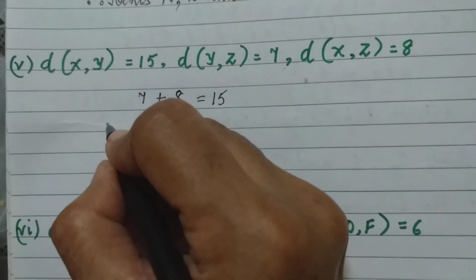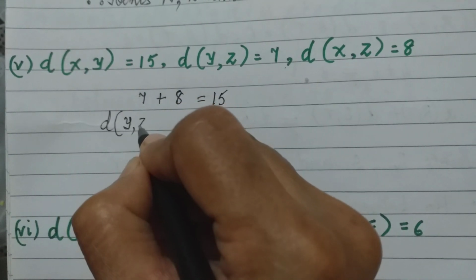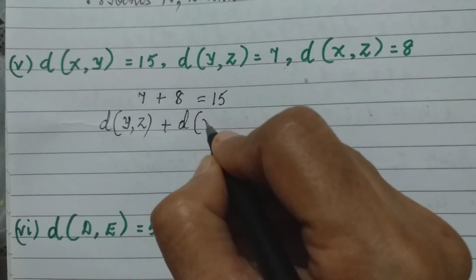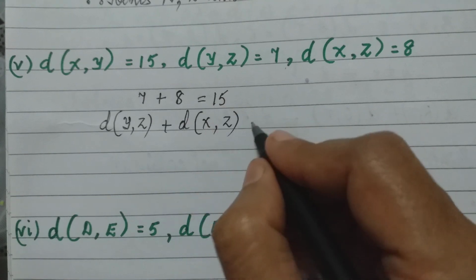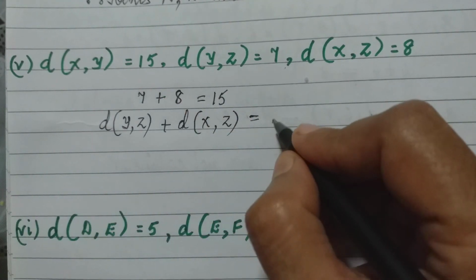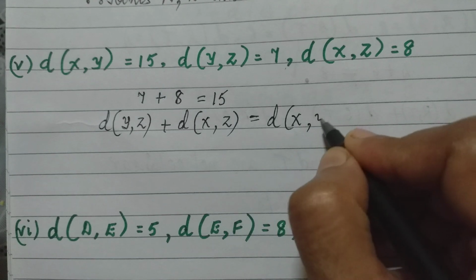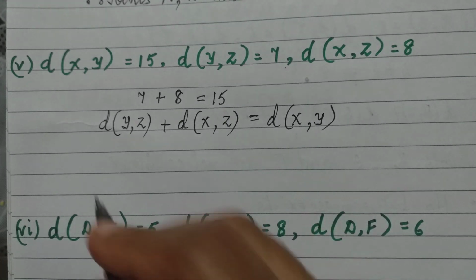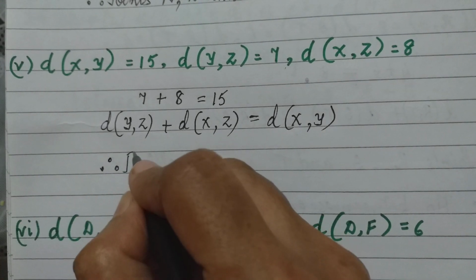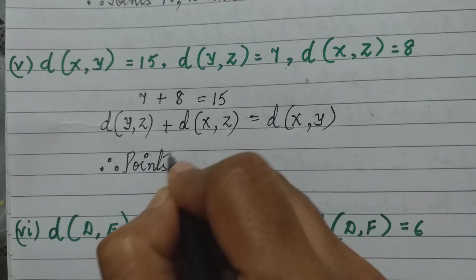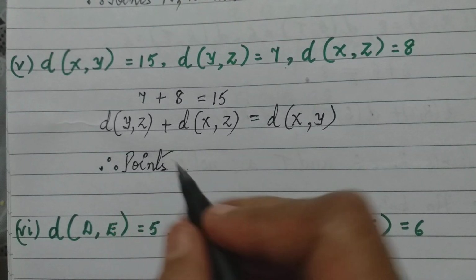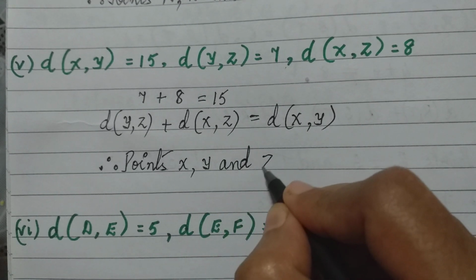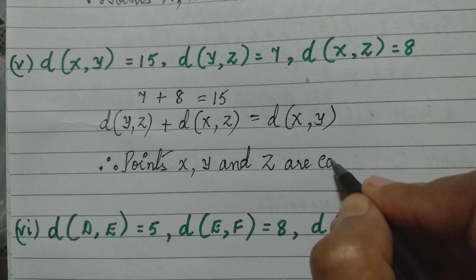What is 7? Distance between the points Y and Z. What is 8? Distance between the points X and Z is equal to, what is 15? Distance between the points X and Y. Now if the sum of the two distances is equal to the third distance, therefore points, which are the 3 points here we are talking about? X, Y and Z. Points X, Y and Z are collinear.